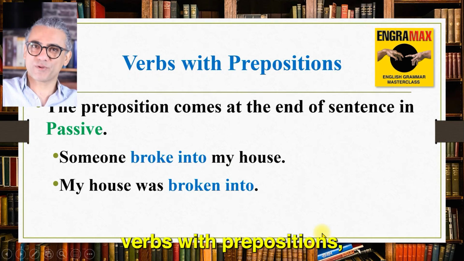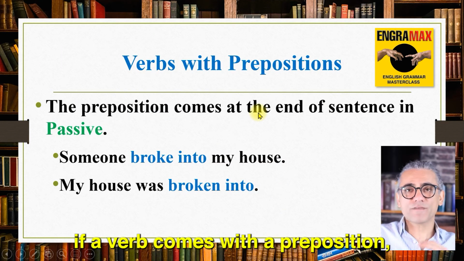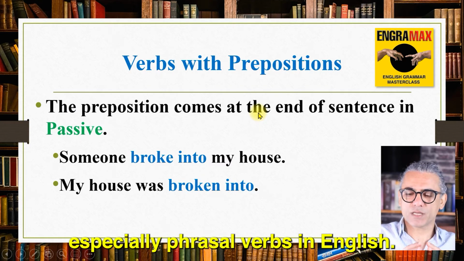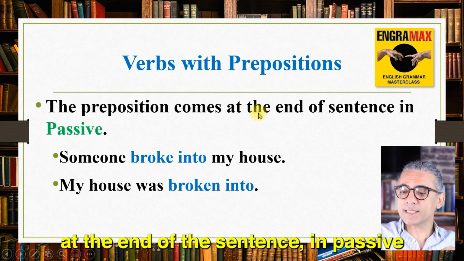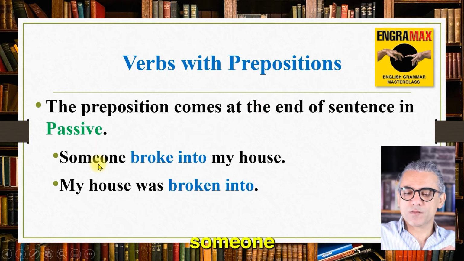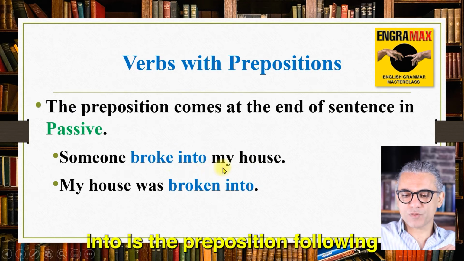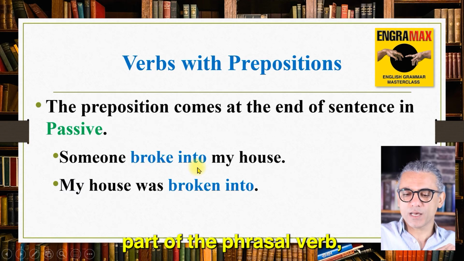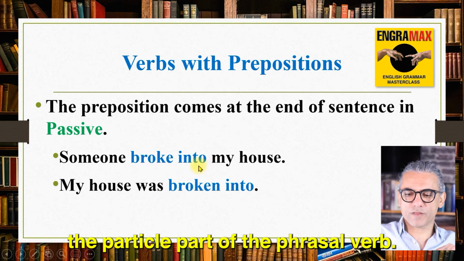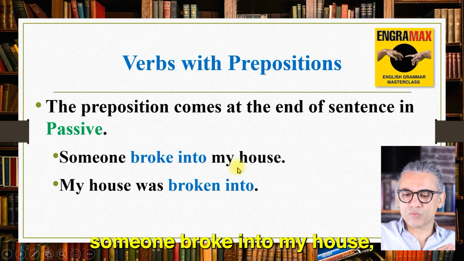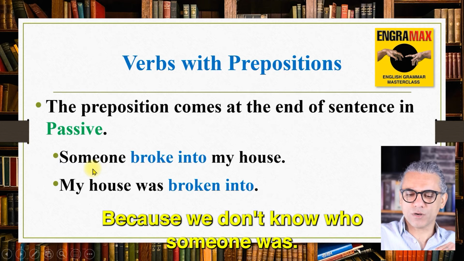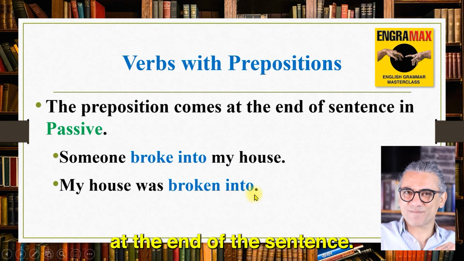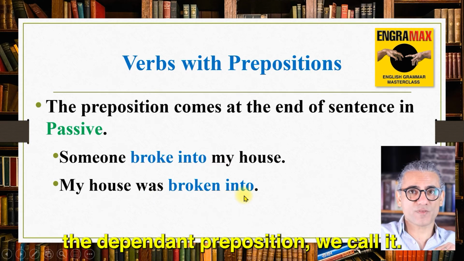Now, verbs with prepositions. If a verb comes with a preposition, we have a lot of verbs that come with a preposition, especially phrasal verbs in English. The preposition comes at the end of the sentence in passive. Example, we say, someone broke into my house. Into is the preposition following broke. Broke into is a phrasal verb. We call it the verb part of the phrasal verb, and we call this the particle part of the phrasal verb. So, now, again, someone broke into my house. Weak subject, because we don't know who someone was. We say, my house was broken into. At the end of the sentence, we use the preposition, the dependent preposition, we call it.